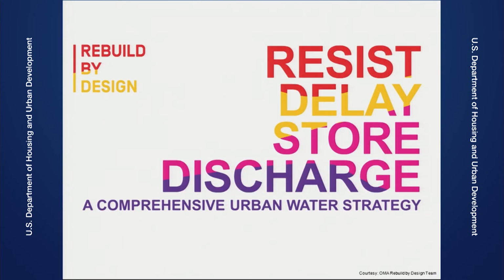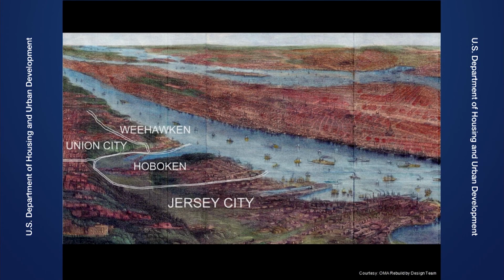The last project that we'll look at here is in the Hoboken area along the Hudson River. The proposal is called Resist, Delay, Store, and Discharge, and was developed by the OMA-led design team. This proposal focuses on the extreme flooding experienced in the city of Hoboken as a result of Hurricane Sandy.